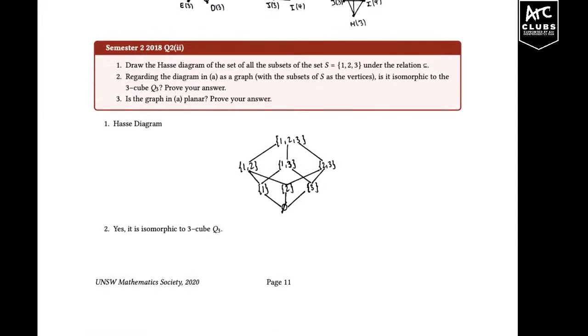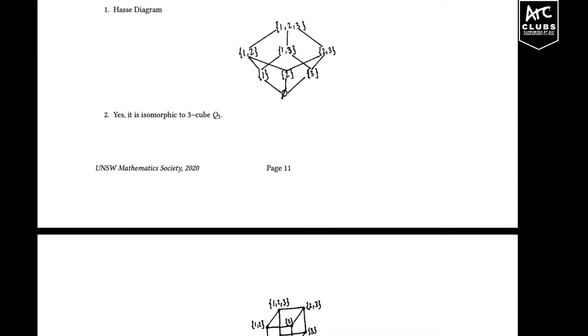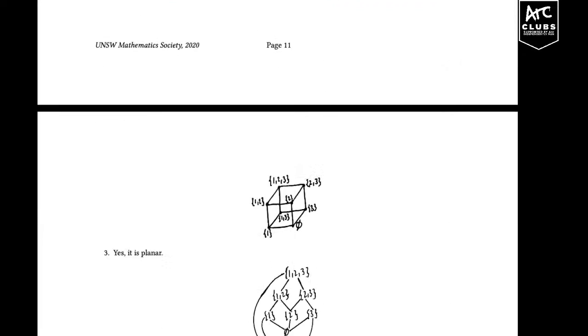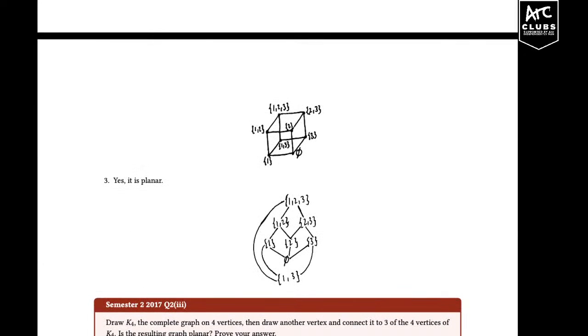Okay, and then a final question asks, is the graph in A planar? Prove your answer. Okay, the easiest way to prove this, you can use Kuratowski's, but I think going for the easiest and quickest method first would always be best. And the quickest method to prove a graph is planar is to try and redraw it to the best of your ability. So you can see down here that this graph is planar if I just move my vertex 1,3 to the bottom and I just rejoin the edges as so. Right, so here you can see no edges are intersecting, so it is a planar graph.